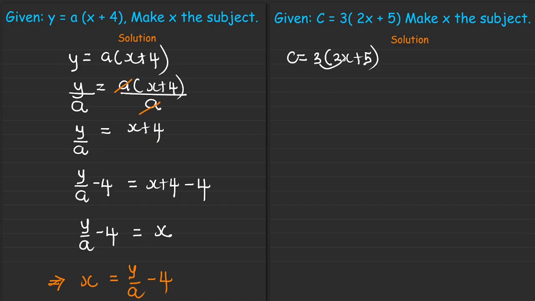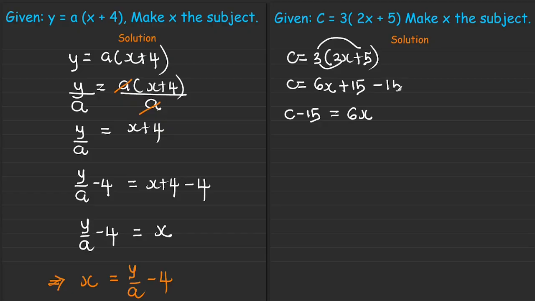Now, 3 multiplies 2x, and it also multiplies 5. So that we have c equals 3 times 2x gives us a 6x, and then 3 times 5 gives us a positive 15. What do we need to make the subject? x. So isolating our 6x, we have c minus 15 being equal to 6x. That is, we are subtracting 15 from both sides.